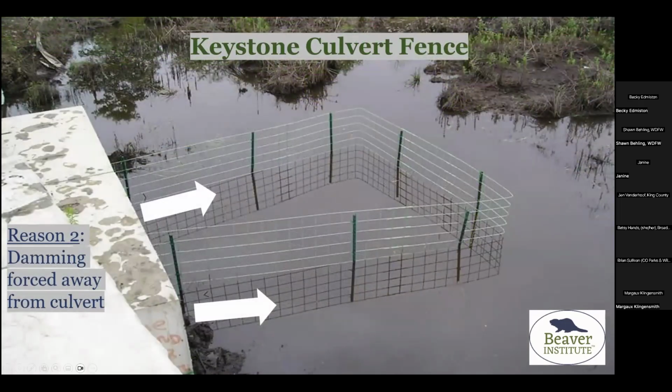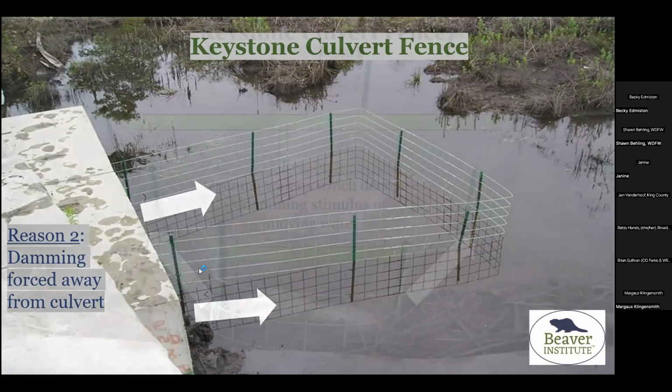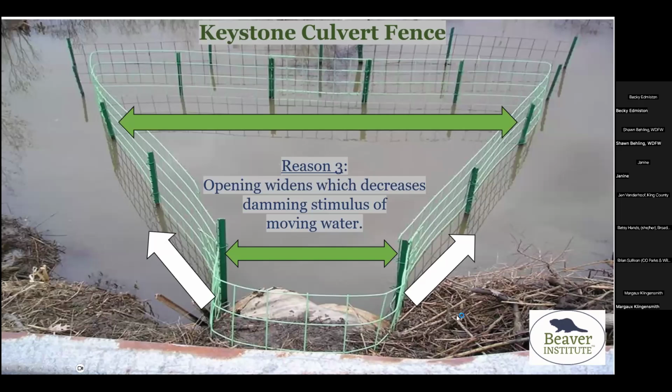Secondly, if they do start damming, like you can see some mud here in the picture, the beavers will be discouraged because the fence is forcing them away from the culvert, what they want to block. And the third reason these work is that if they are determined and start damming, the further out they go, the wider the opening that the water is coming into from the backside, the upstream side. And so the wider the fence gets, the less water flow is going through the sides. So that stimulus of moving water decreases the more they dam. And if the fence length on the side is 12 feet or more, that's usually plenty of length where the beavers will give up and they won't dam around the whole thing.